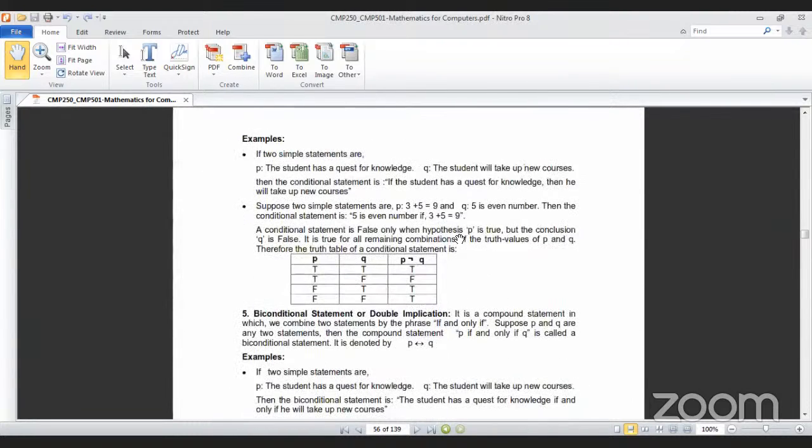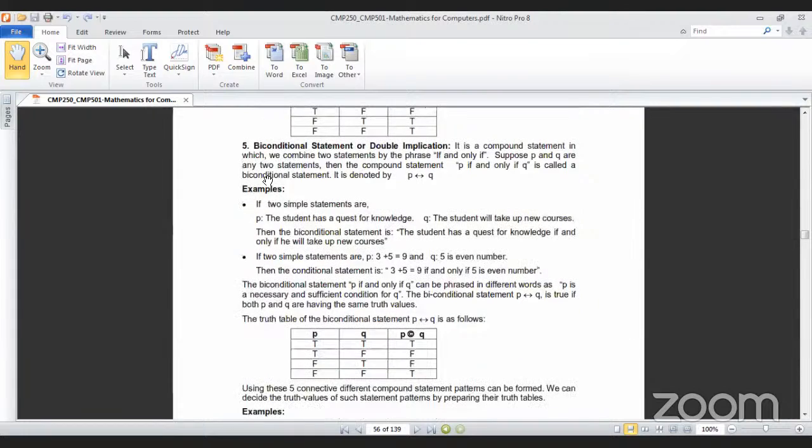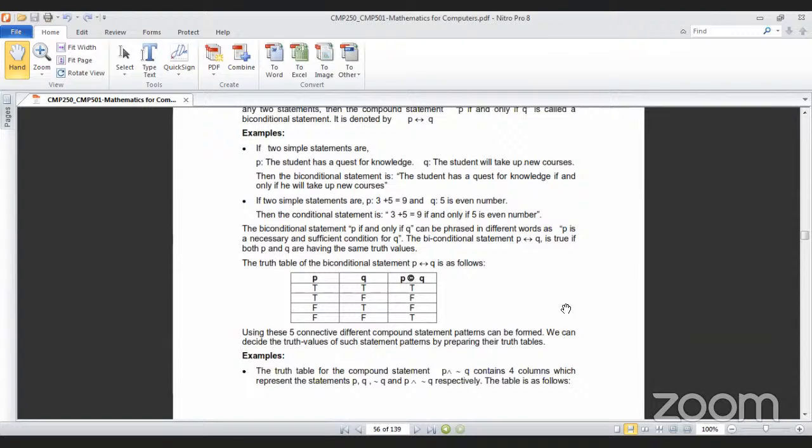Okay. Now, after that, the biconditional statement. We can also call this a double implication. So here your statement will be P if and only if Q. Now here you are going to have two false values. When are those false values? T double implies F, or else F double implies T.